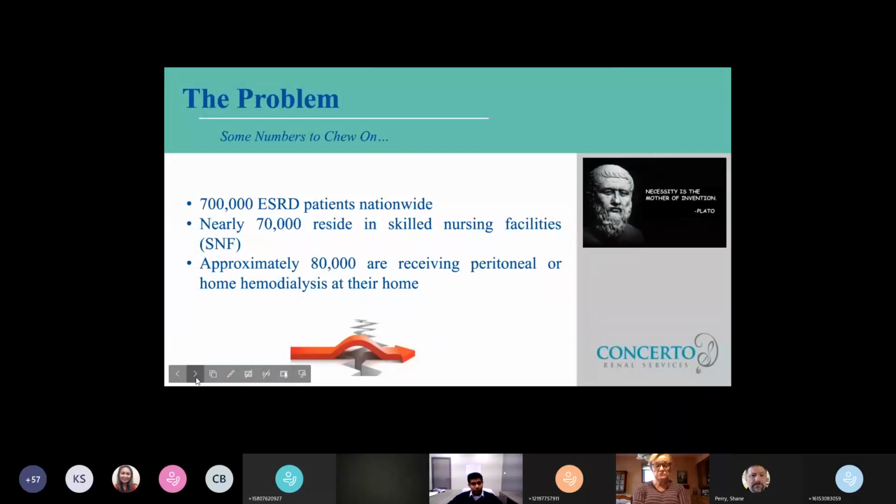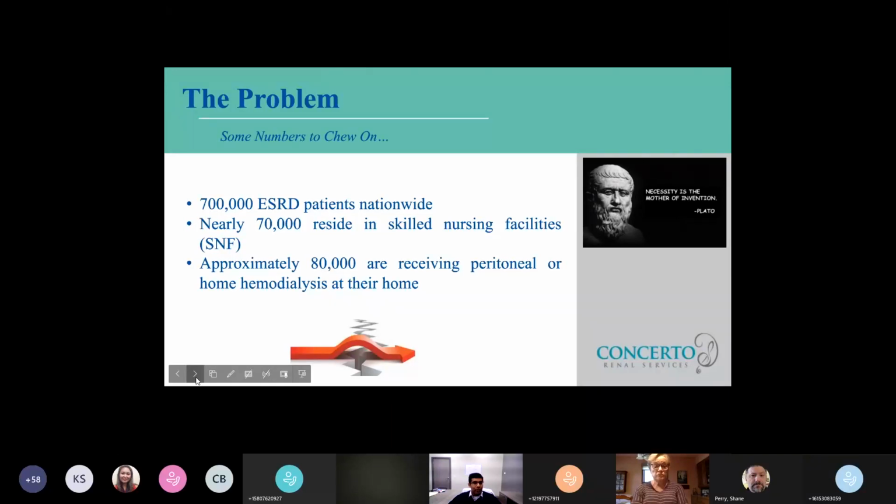these are data from USRDS, which is the database which collects information about dialysis patients throughout the country. Roughly more than 700,000 dialysis patients in the country as of now. The estimate is that out of these, 10%, roughly 70,000 of them, reside in nursing home facilities. So these are dialysis patients who are in the SNFs.